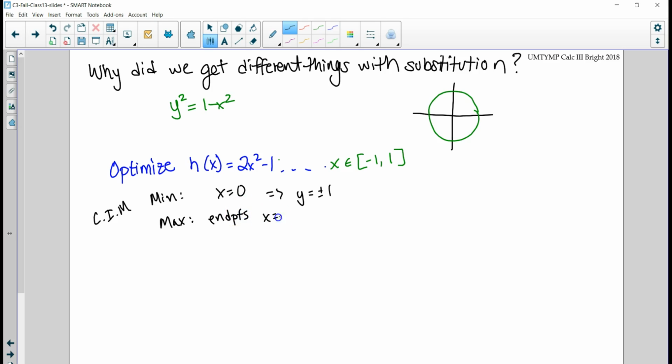So x is plus and minus 1, which gives me that y is 0, and then I get all my critical points. So I can do this with substitution, but the moral of the story is: be careful. With substitution, you may need to consider endpoints as well.